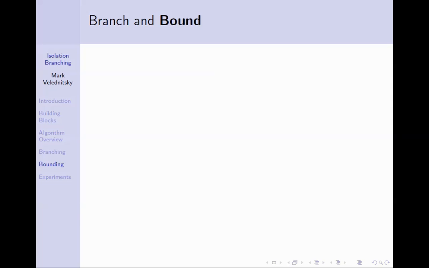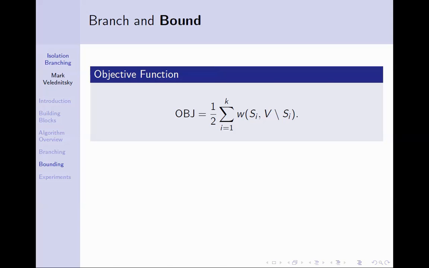To establish a bound, we're going to return to the objective function. Recall that the objective function measured the total weight of edges between the different source sets. But we chose to write it in the way where we were measuring half the total weight of edges leaving each source set. This allows us to generalize pretty nicely to the case where we have seed sets instead of source sets. So we're not partitioning everything. In this case, we're still going to take half the total weight of edges that are leaving each seed set.